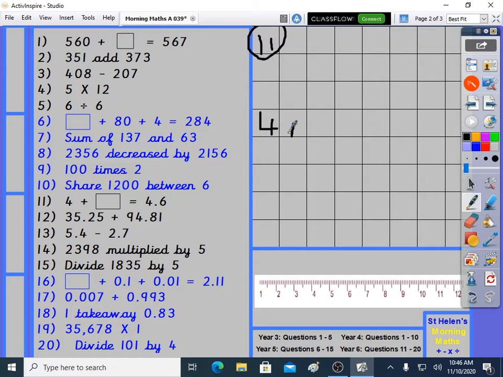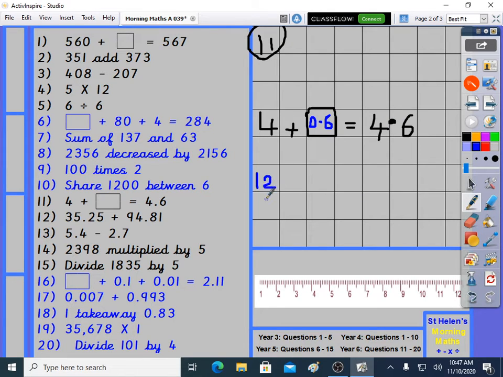4 plus a mystery equals 4.6. Well, what's missing in the question, the first part of this equation, I could say, is 0.6. 0.6 is missing, isn't it? So we'll write 0.6. 4 plus no units and 0.6 equals 4.6.